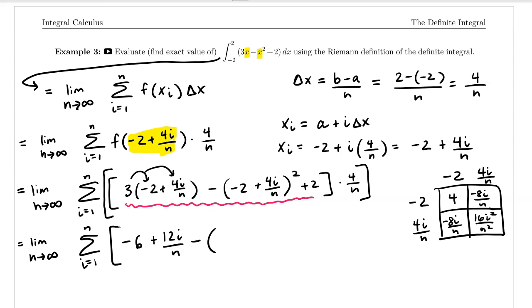And notice that -8i over n and -8i over n are like terms, so if I combine those, this should give me 4 minus 16i over n plus 16i squared over n squared. So I'm just going to go ahead and copy that back over here.